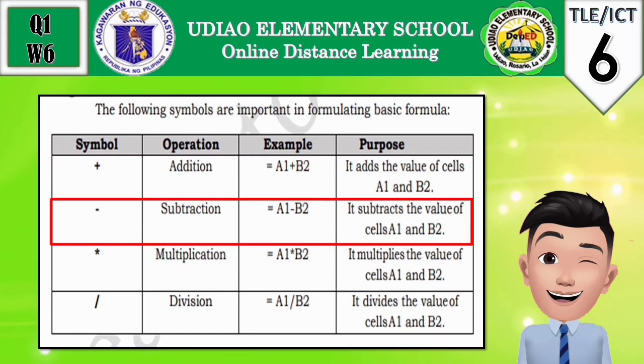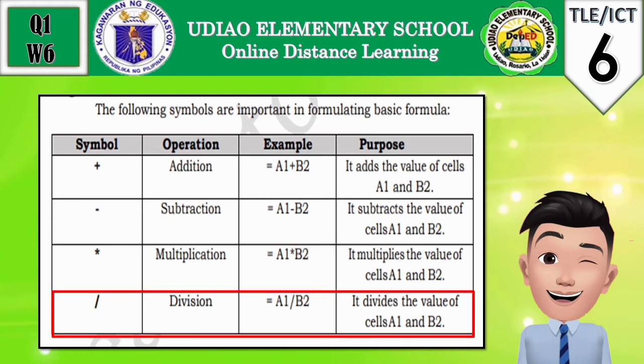The second one, we have the minus or the subtraction. Equal A1 minus B2. It subtracts the value of cells A1 and B2. The third one is the asterisk or multiplication. Equal A1 times B2. It multiplies the value of cells A1 and B2.